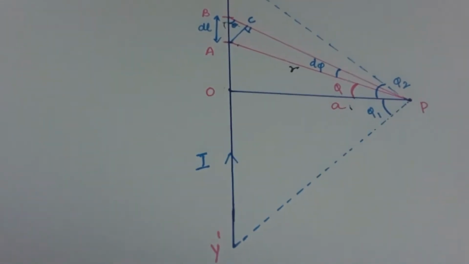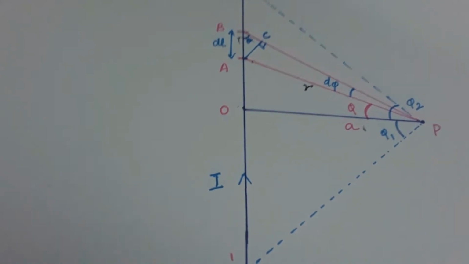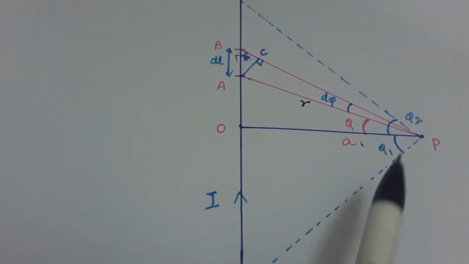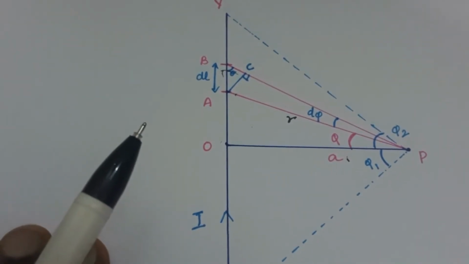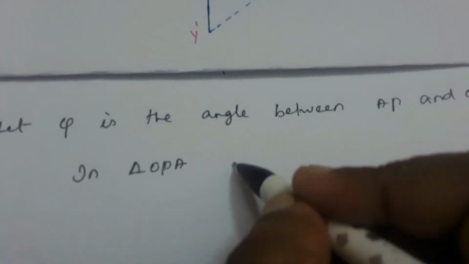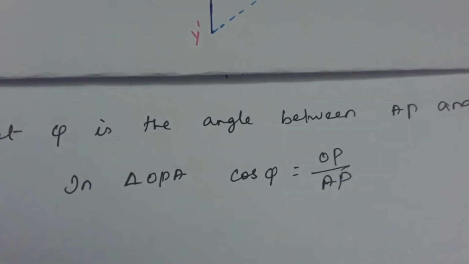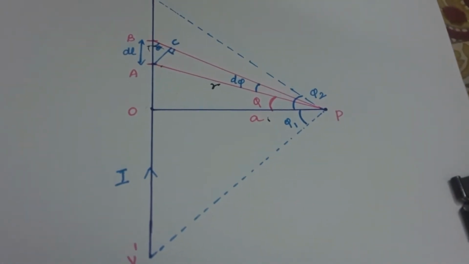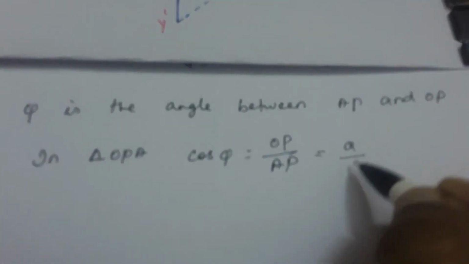So in triangle OPA, can we find out cos phi? Cos phi is adjacent side by hypotenuse. OP is your adjacent side and AP is your hypotenuse. So I can write in triangle OPA, cos phi is equal to OP by AP. OP is A, AP is R. So it can be written as A by R.